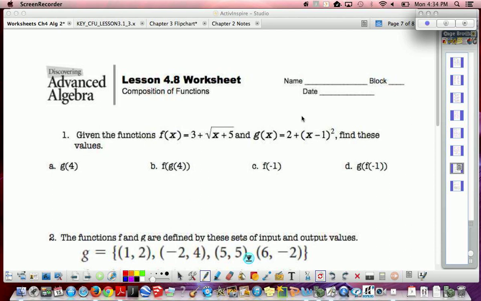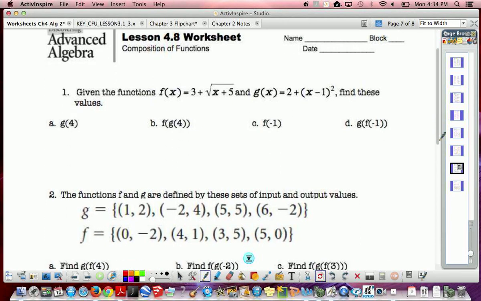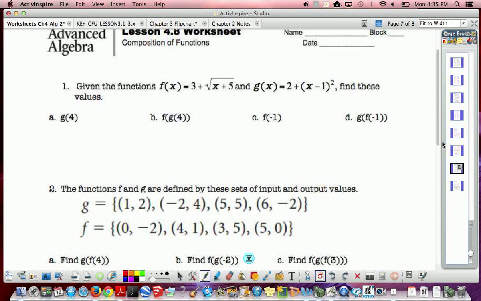All right, let's take a look at worksheet 4.8, compositions of functions. This is where we take the answer from one function and use it as the input of our second function. So on this one, we're given a couple functions, f of x equals 3 plus the square root of x plus 5, and g of x equals 2 plus the quantity of x minus 1 quantity squared.